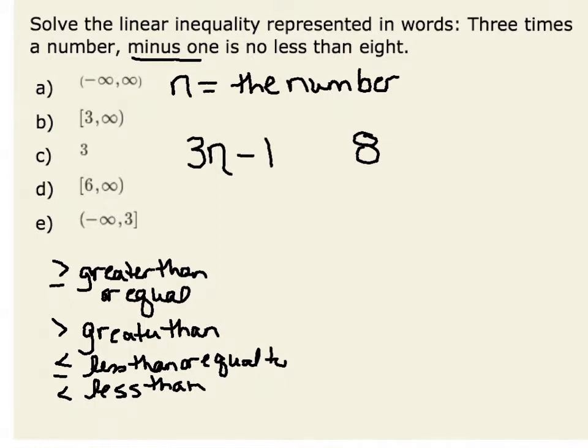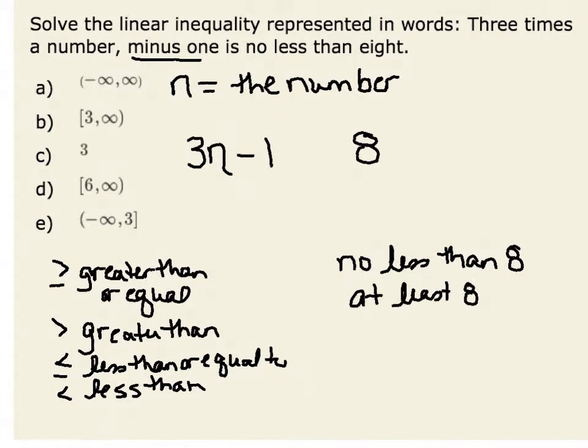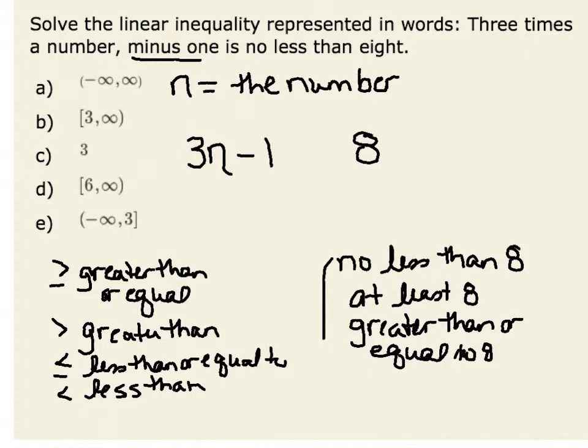So let's see how we will translate no less than 8. Well, if we know a number is no less than 8, it means that that number has to be at least 8. And for a number to be at least 8 means that number can be greater than or equal to 8. Therefore, no less than 8 can be translated into our greater than or equal to symbol.